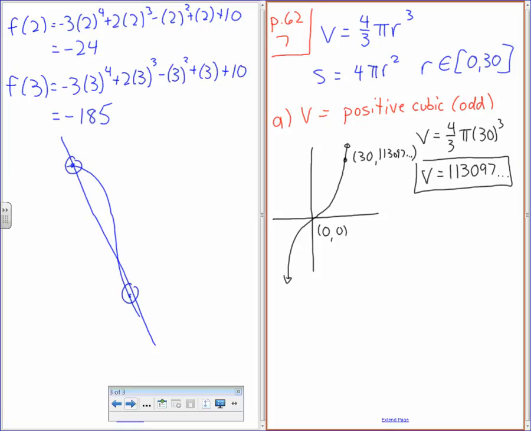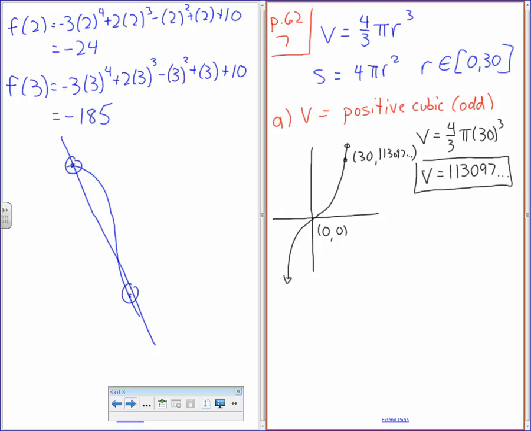If you didn't want to do that 113,000, you didn't need to. But the idea, at least I wanted to see, is that it's a positive odd function. You should at least give me this to see how it's going to go. Okay. State the domain and range. What's the domain and range for this? Well, it looks like anything.